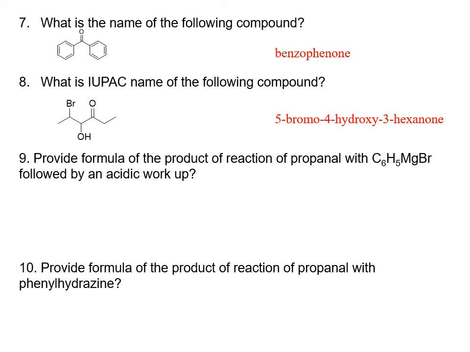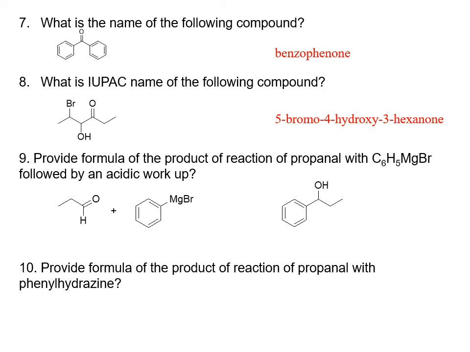Question number 9. Provide formula of the product of reaction of propanal with phenyl magnesium bromide, followed by an acidic workup. It's best to write down propanal, 3-carbon aldehyde, plus phenyl magnesium bromide. Obviously that's going to give corresponding secondary alkoxide, and then followed by acidic workup corresponding secondary alcohol, and here is the formula.